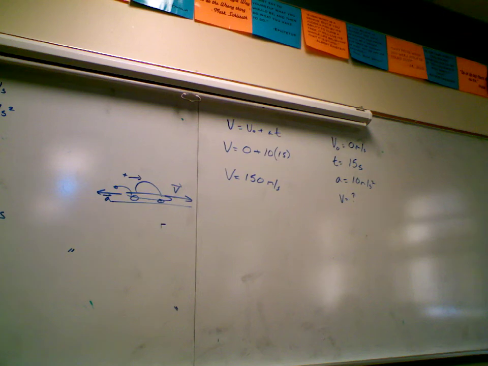Leaving that there, 150 meters per second. Okay, that's a lot. See, we've got to divide by 1,000 and multiply by 3,600. So 150 divided by 1,000, so 0.15 times 3,600. That's 540 kilometers per hour. Kilometers or miles? So that's kilometers per hour.